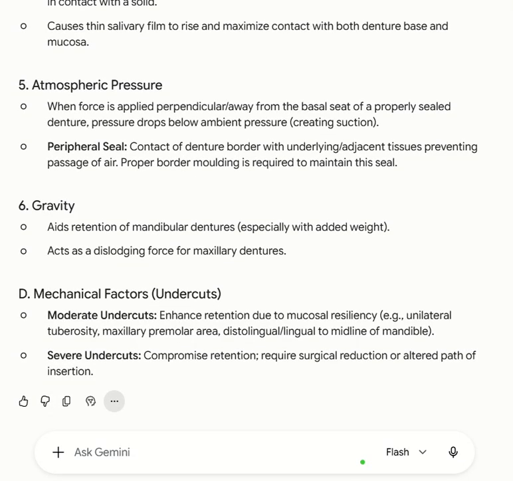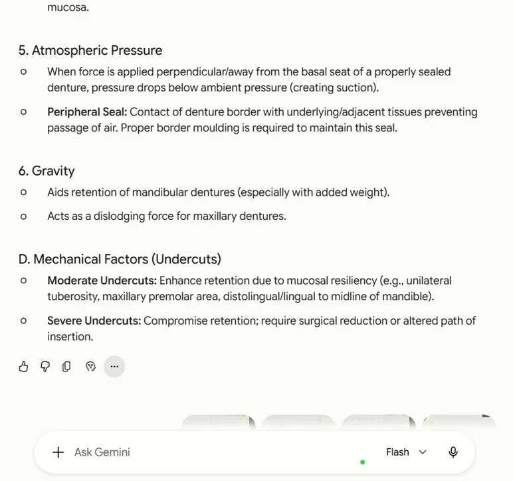Peripheral seal: contact of denture border with underlying, adjacent tissues preventing passage of air. Proper border molding is required to maintain this seal. 6. Gravity. Aids retention of mandibular dentures, especially with added weight. Acts as a dislodging force for maxillary dentures.